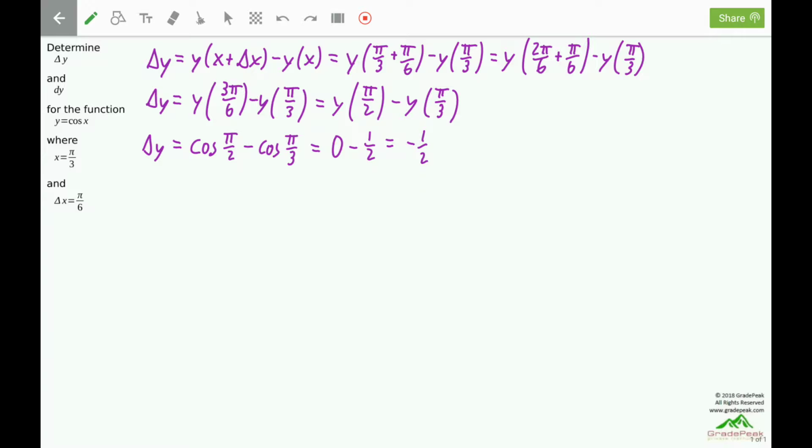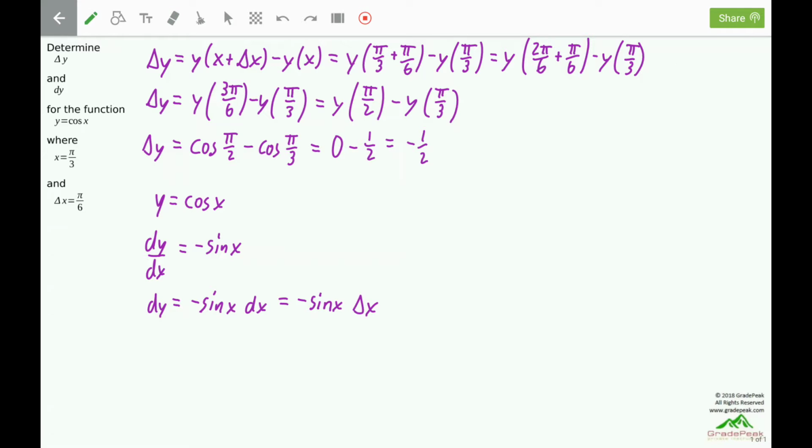To determine dy, we need to find the derivative of the function y equals cosine of x. And when we take the derivative, we'll want to use the dy dx notation. The derivative of cosine is negative sine of x. We now want to solve for dy by multiplying dx to the right side, and we will have negative sine of x times dx. We can then replace dx with delta x so that we can give a value for it. And so we have negative sine x times delta x.